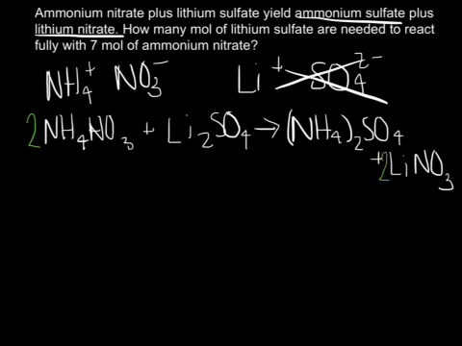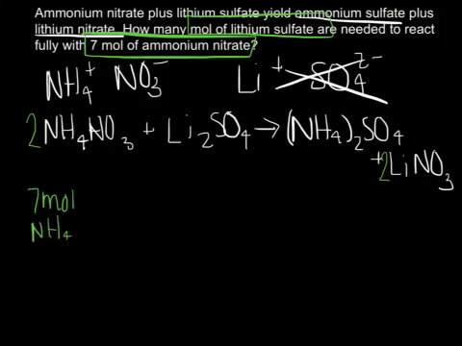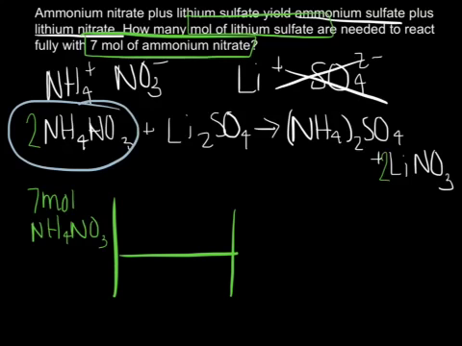So now we can start writing our equation. How many moles of lithium sulfate are needed to react with 7 moles of ammonium nitrate? So there's our given, and there's what we're looking for. Start with your given: 7 moles of ammonium nitrate. And we're trying to get moles of lithium sulfate. So let's look at our numbers. We're going from ammonium nitrate to lithium sulfate to react fully. So how many moles of ammonium nitrate here? 2 moles of lithium sulfate.